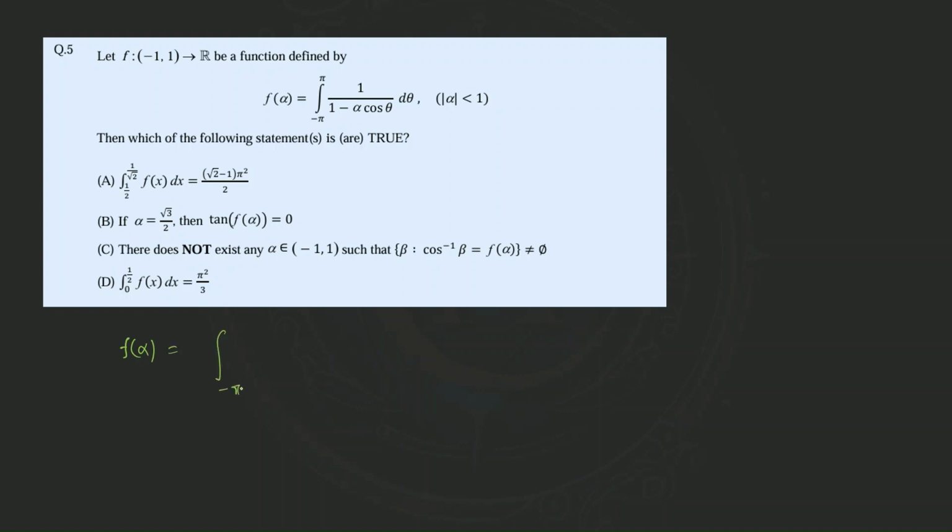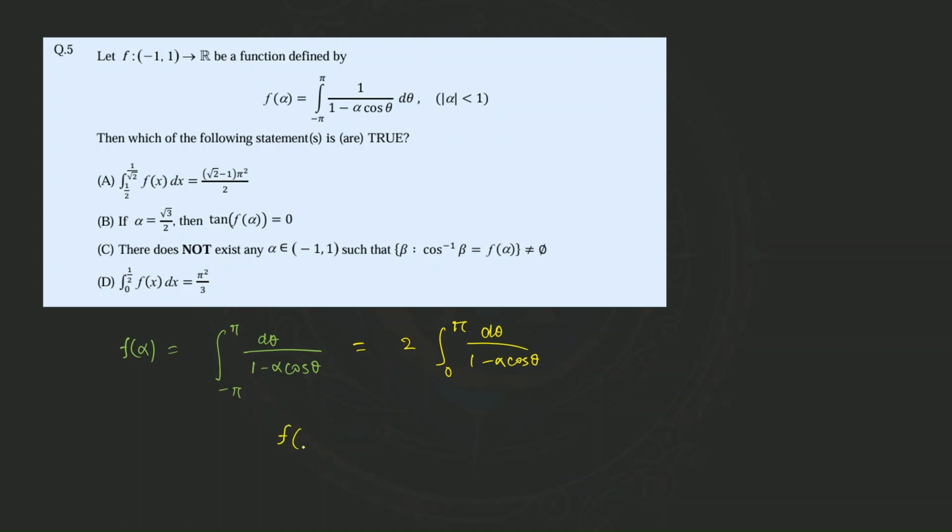So if we simplify this integral, it is d theta divided by 1 minus alpha cos theta. Now this function inside this integral is an even function, right? Because cos theta is even. So we can write this integral as 2 times integral 0 to pi d theta divided by 1 minus alpha cos theta. Now how to further proceed? We have to apply King's rule. Okay. So King's rule says that integral a to b f x dx is same as integral a to b f of a plus b minus x dx.